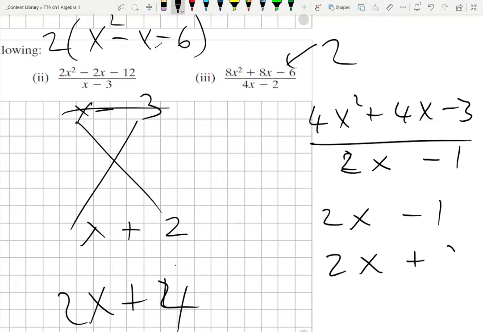You see, once I know I'm almost certain 2x minus 1 is one of the factors, and I can figure out the other factor by dividing 2x into that, and dividing minus 1 into that gives 3. So that's the answer.